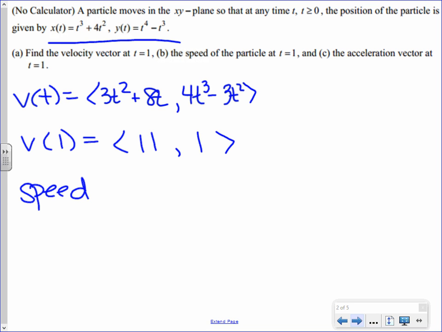Okay, part B, calculate the speed. If I want the speed at t equals 1, what do we do with this vector? We take the magnitude.